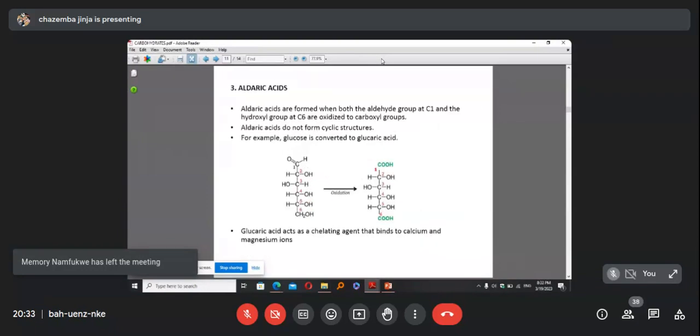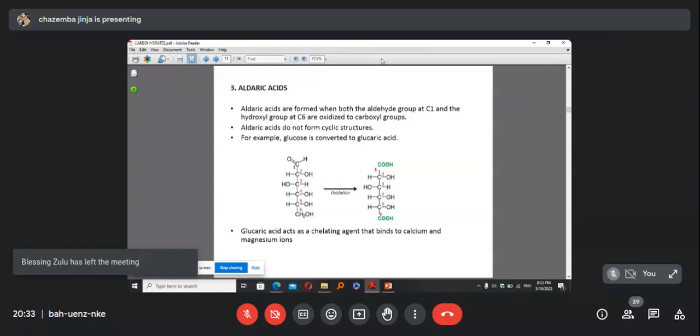Now, the third one is aldaric acids. So now, the combination of the first one and the second one, when an aldehyde group is oxidized at both the first carbon atom and at the 6th carbon atom, when the aldehyde and the hydroxyl groups are both oxidized to form carboxyl groups, the COOH, sorry. Now, these aldaric acids don't form cyclic structures. So aldaric acid, yeah.